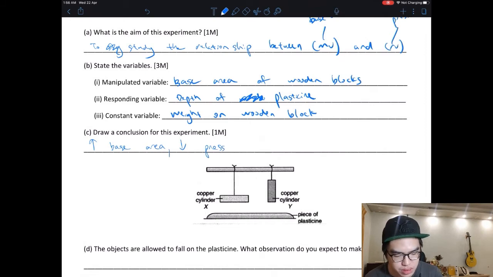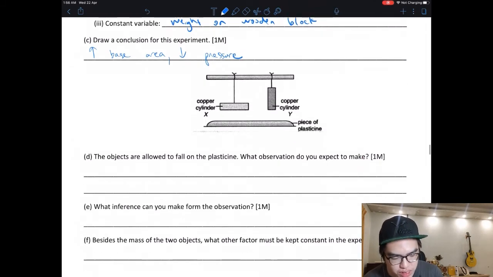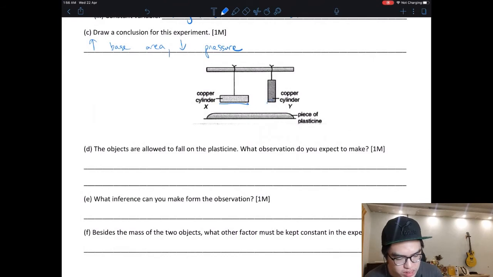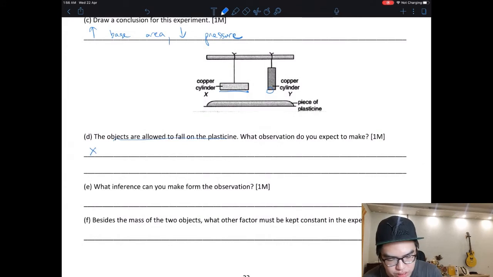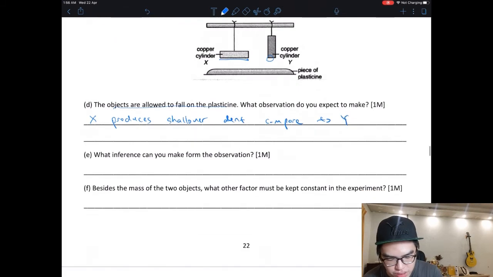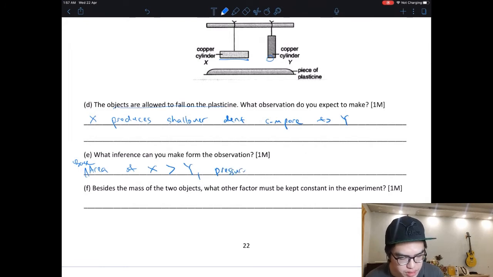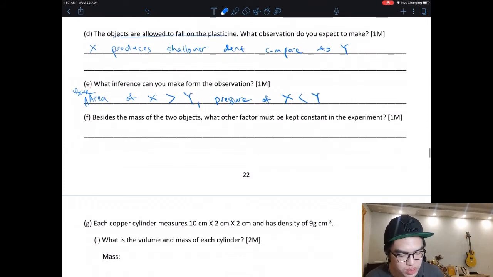Simple concept. Same concept here. Can you see area big, area small? Objects are allowed to fall on the plasticine. What observations do you make? X produces shallower dent compared to Y. What inference can you make? Base area of X is larger than Y, so pressure of X is smaller than Y. Besides mass, what other factor must be kept constant?